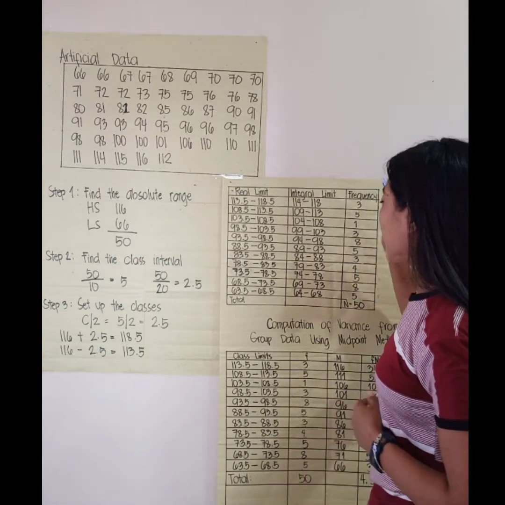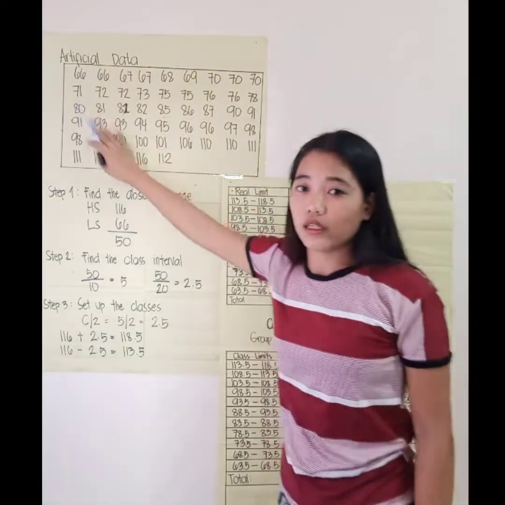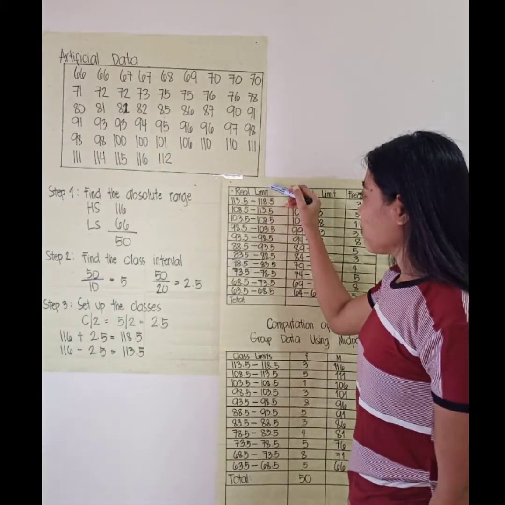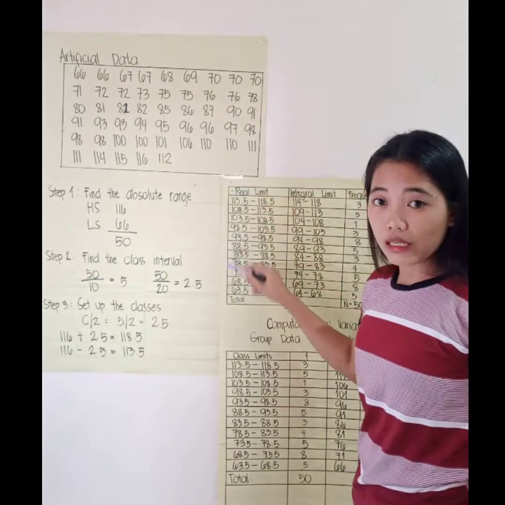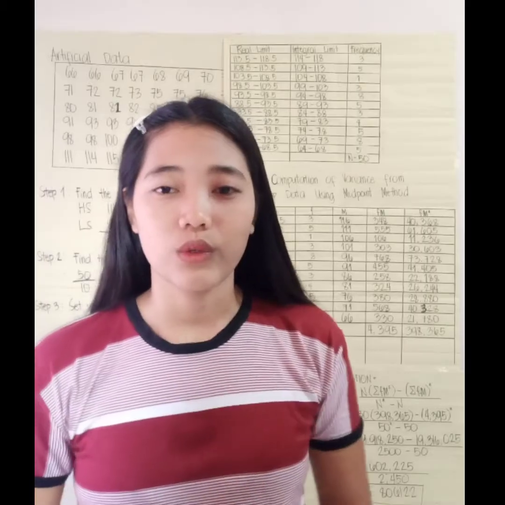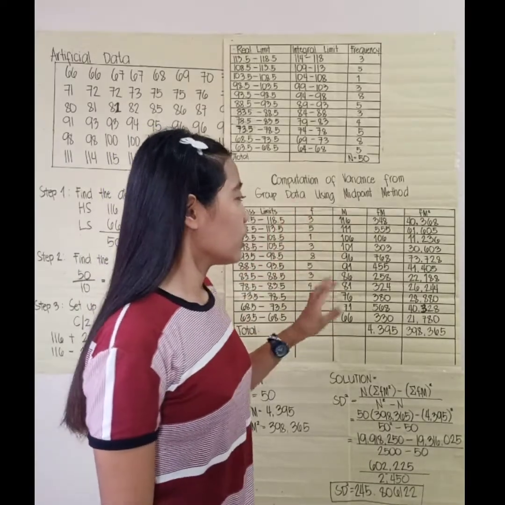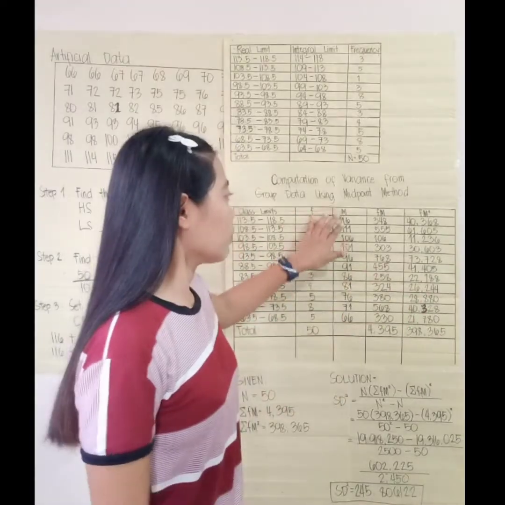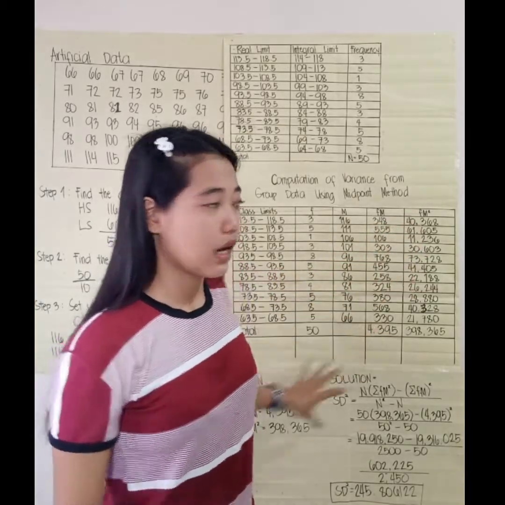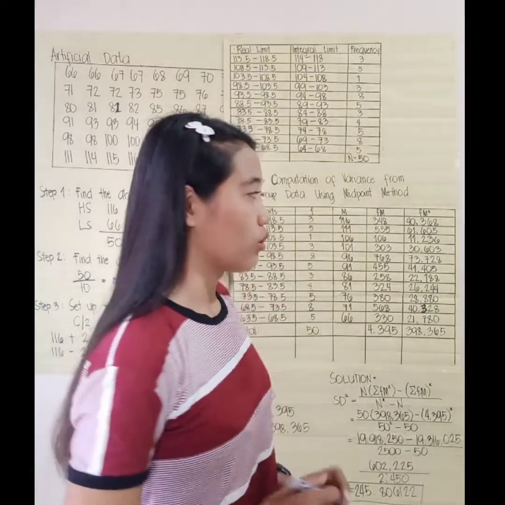You need to base it on the real limits here in our data. So now we already have the real limit, or this will be our class limit, and our frequency. Since we have the class limit and the frequency, let's proceed in getting the midpoint, FM, and FM2 to complete our data in computing variance from group data using the midpoint method.